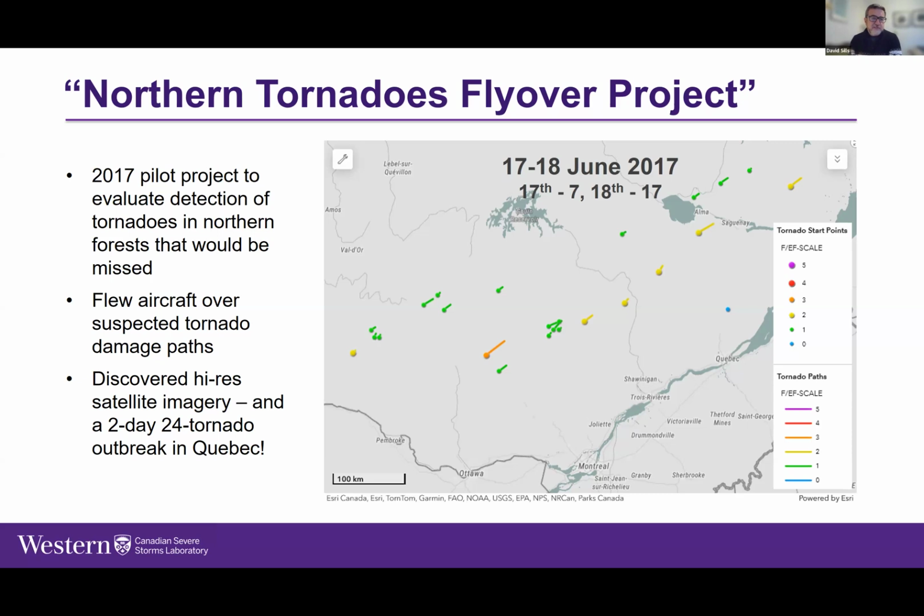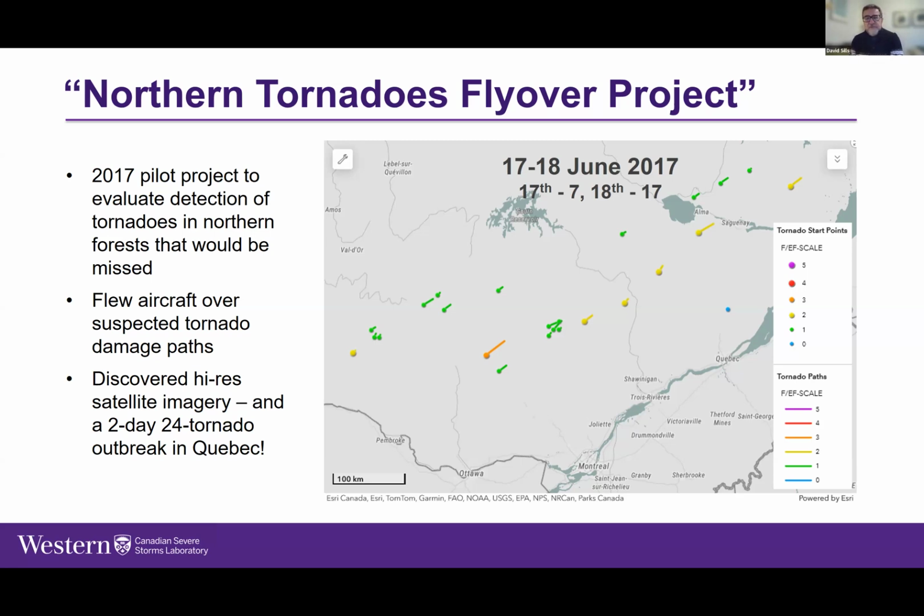And it turned out to be a pretty slow year for tornadoes in Northern Ontario, but there was some activity going on in Northern Quebec. And in fact, later that year, or actually early 2018, we found high-resolution satellite imagery was being collected on a global basis, on a nearly daily basis, by a company called Planet.com.